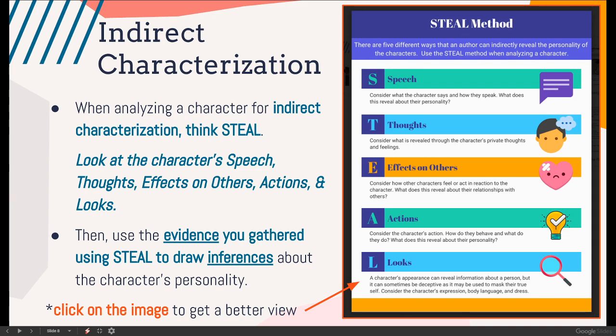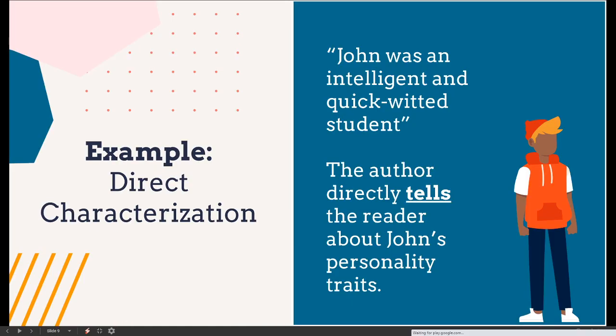Consider your character's actions. What is it that they do, and how do they behave? How does it reveal who they really are? What does it reveal about their personality? And lastly, looks. If a narrator describes a character as walking down the street with a shirt buttoned up all the way to the collar, their hair slicked back, and some nice shoes, what that reveals is that they're somebody who really cares about their appearance and the way that they look. So consider the STEAL method when considering indirect characterization.